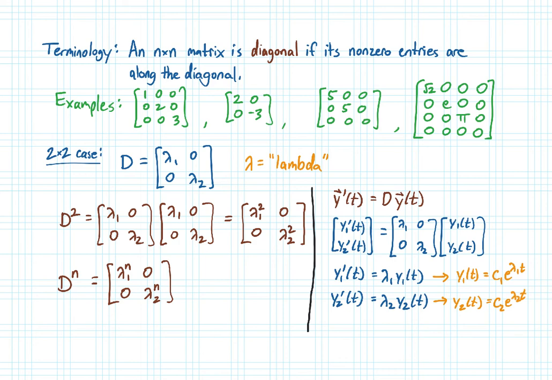Okay, so we'll come back to this later, but for now, the big takeaway is that diagonal matrices are good. We can solve the dynamical systems and the differential equations that come from diagonal matrices with explicit, simple formulas. Okay, so everything that has happened so far in this lecture is really just motivation for the following question.